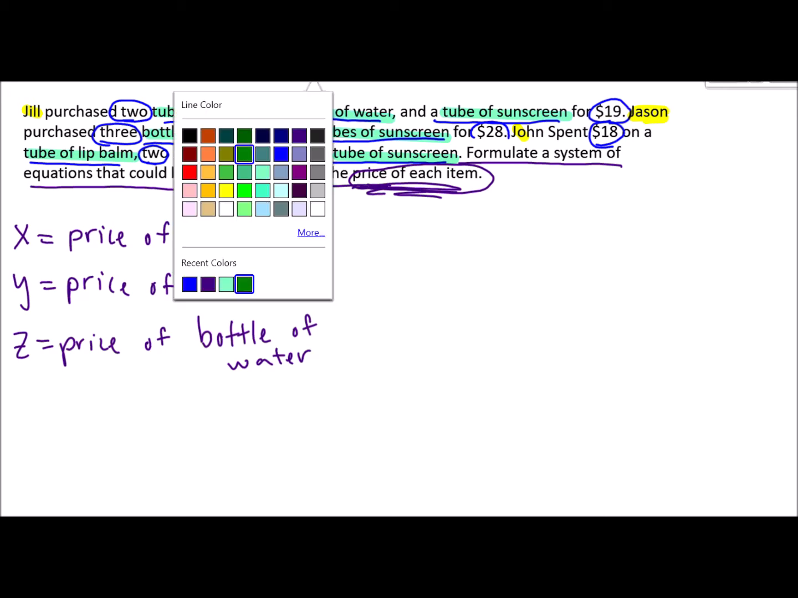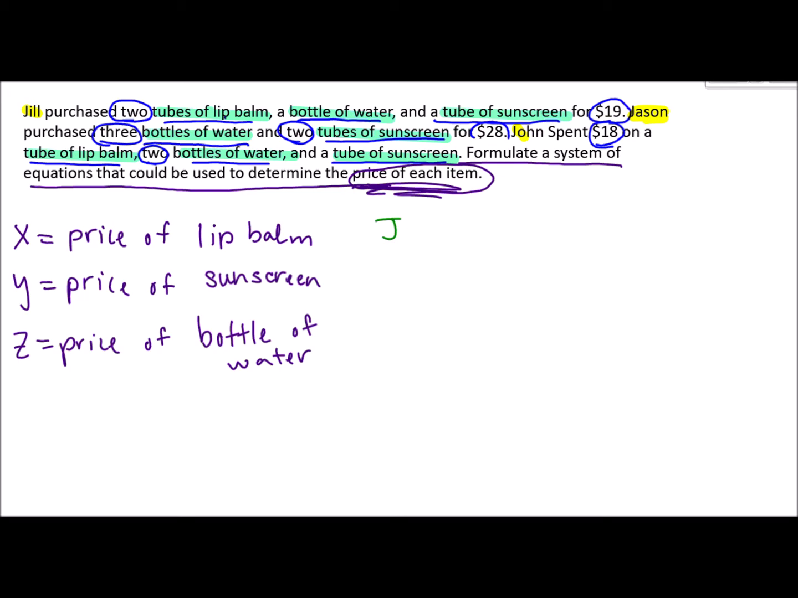Okay, so we've got 3 people here. Let's go. Jill is green. So Jill has 2 tubes of lip balm, so 2 of the X's. She's got a bottle of water, so 1 Z. And then a tube of sunscreen, so 1 Y. Now that's just describing what Jill has. And we know she spent $19, right? So $19.